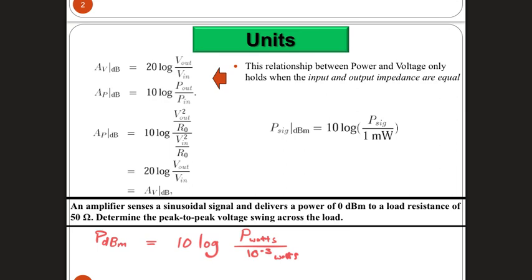And of course, you can reverse that to get the power in watts given the power in dBm. So what's going to be the power in watts given the power in dBm? 10 to the power of the power in dBm divided by 10, multiplied by 10 to the minus 3. So that's going to be your power in watts. Right? Just reverse the equation.